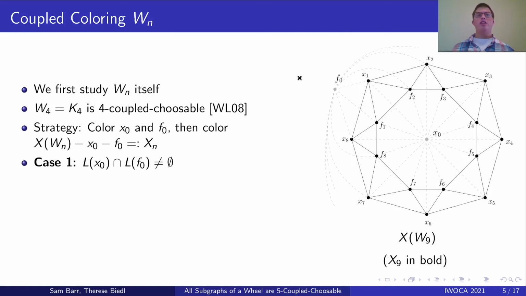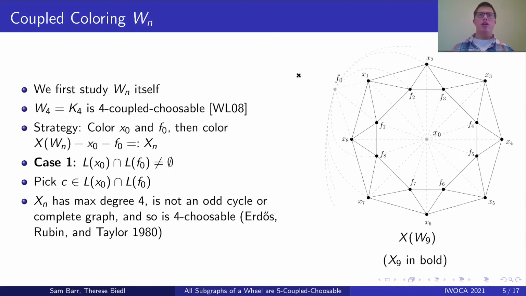Here on the right, we've drawn x of W9 and have shown x sub 9 in bold. We have two cases for coloring x0 and f0. Our first case is when the lists of these elements are not disjoint. Because they're not disjoint, and because x0 and f0 are not adjacent, we can pick the same color for each of them. After we've removed this color from the list of every vertex in x sub n, all the lists in x sub n still have at least size 4.